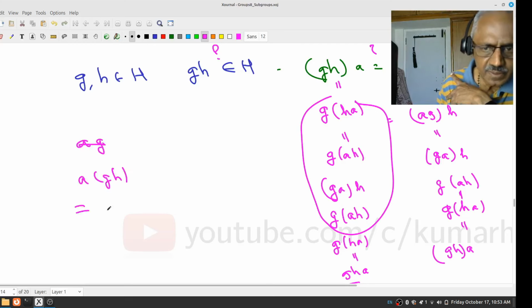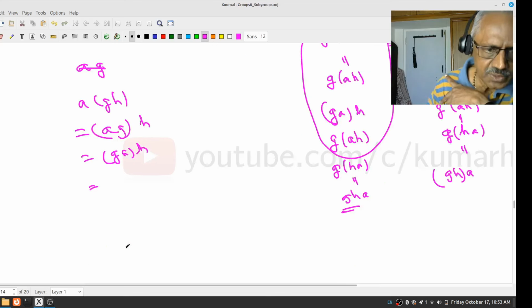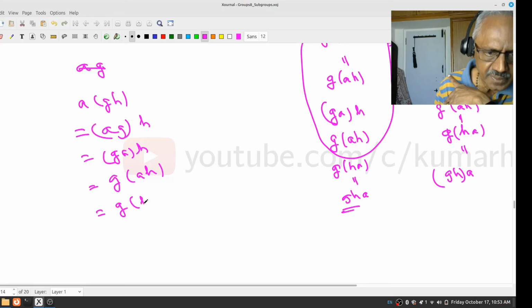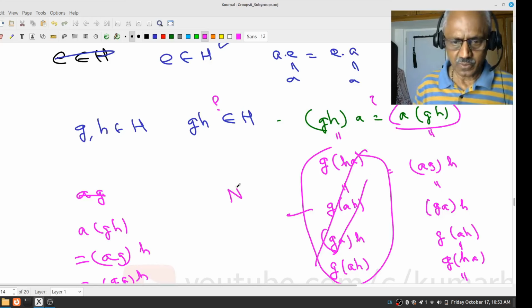Agh by associative law is Agh, and since g belongs to H, therefore it is gAh, but this is equal by associative law to g times Ah, and since h belongs to capital H, this is g times hA, but by associative law it is ghA. But that's what we started with. Okay, we proved the right side equals the left side, so I did not have to do this. No need.